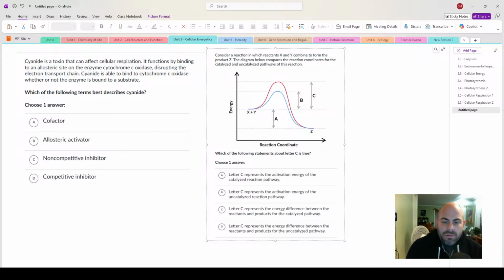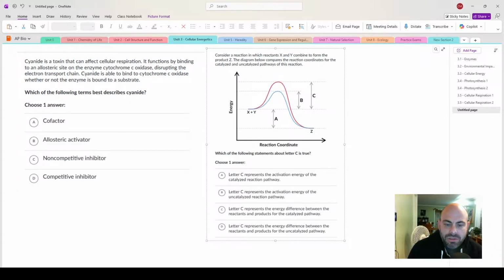Okay, so we've seen this graph before, right? We have energy on the y-axis. We have reaction coordinate on the x-axis. Sometimes you'll see it called reaction pathway. It doesn't matter. You have the products on the left, the reactants on the right. X and Y turn into Z. And we remember that those humps B and C represent the amount of energy that's necessary to get that reaction to start, otherwise known as the activation energy.